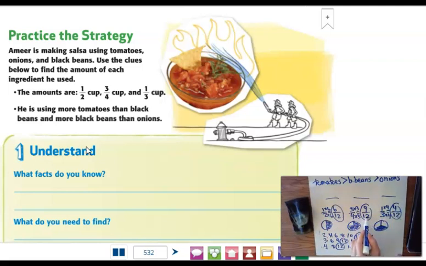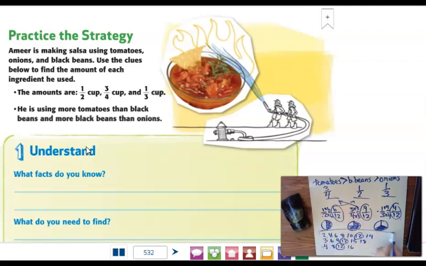So my 9/12 is the greatest out of these. That's going to match with the tomatoes because the tomatoes is the greatest. 9/12 matches to 3/4. Next comes the 6/12, which is equivalent to 1/2. So that's going to be the black beans. And the onions is the least at 4/12 or 1/3.